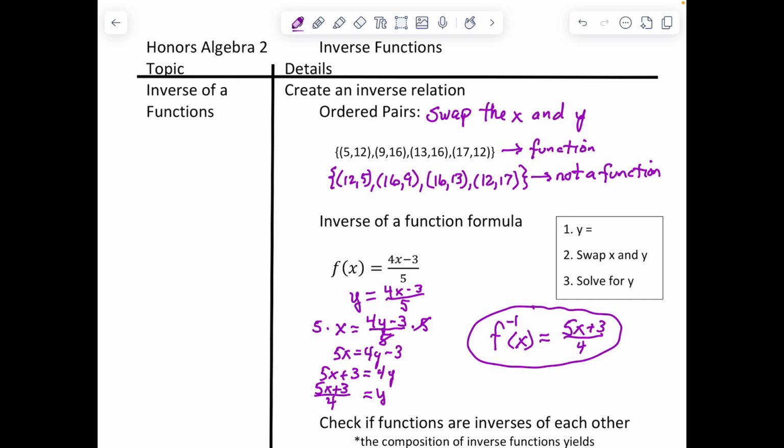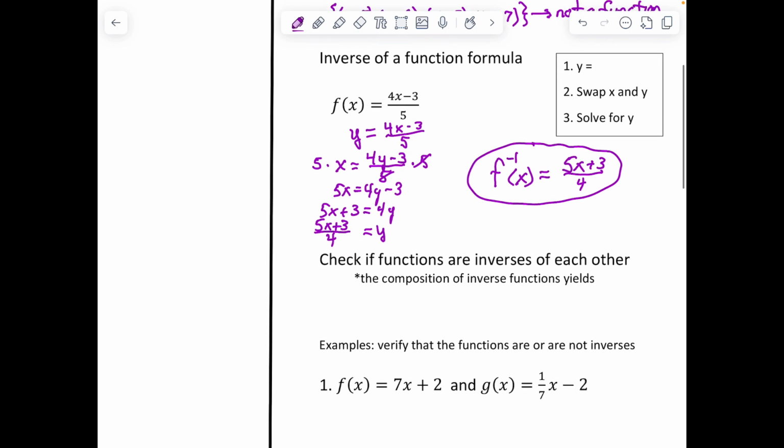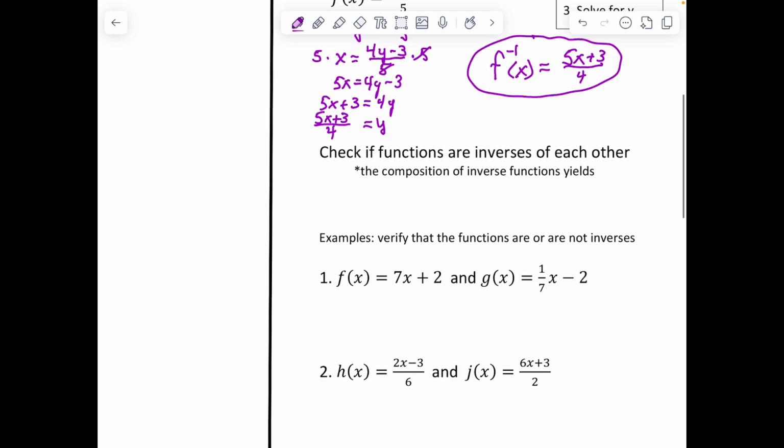Now let's go ahead and talk about how we're going to show that either two functions are inverses of each other or are not. Sometimes this is called verifying that it's an inverse or showing that it's not an inverse. Now the key idea here is that if you do the composition of a function and its inverse, it yields an x. What that means is if you do f of the inverse of the function, you get x out.